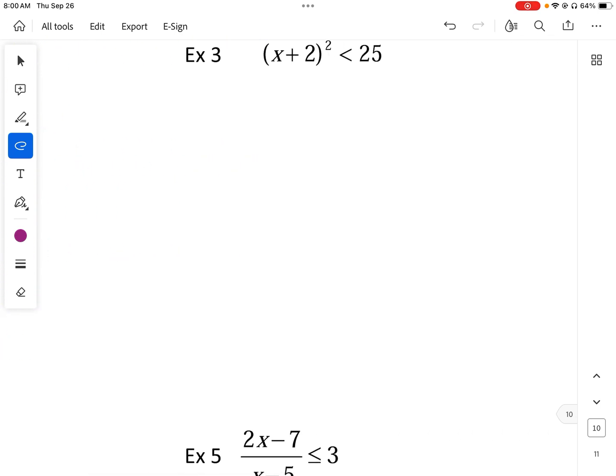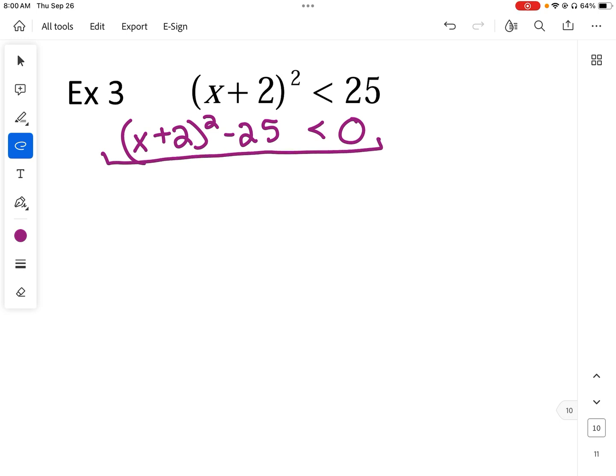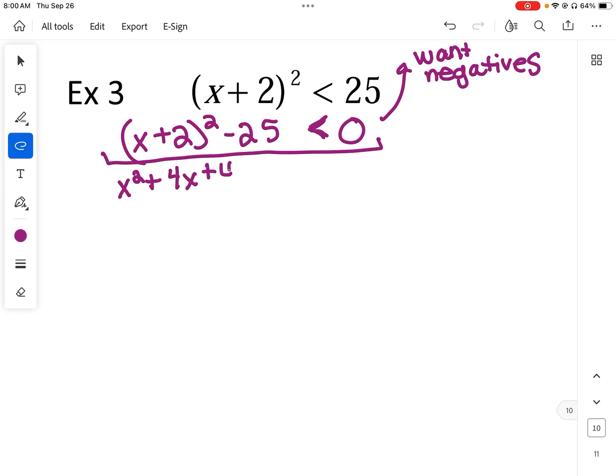Okay, let's go to the next one. All right, so remember we want it in the general form, so we're going to have x plus 2 squared minus 25 is less than 0. So this is going to be our equation that we sub in, so this is an important equation. And less than 0 means we want negatives. Okay, so let's go ahead and FOIL. So x squared plus 2x plus 2x make 4x plus 4 minus 25 less than 0.